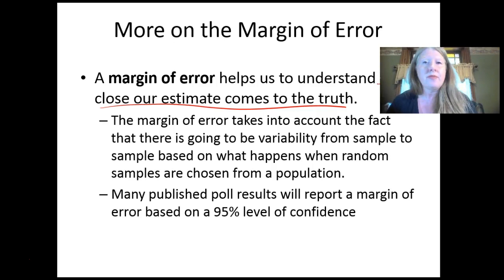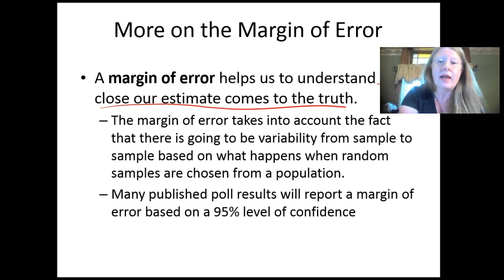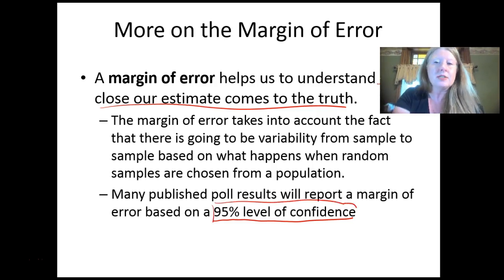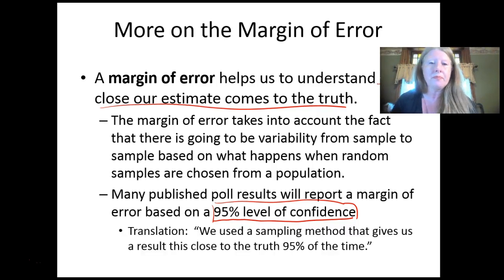And again, as we've already talked about, many published poll results will report a margin of error based on a 95% confidence level. So we'll come back to that idea later. We'll describe in more detail what we mean by 95% confidence. Why do we settle on 95% confidence? Can we be confident at other levels? The answer is yes. So as a researcher, you have some decisions to make in terms of what level of confidence you want to have, and that's going to affect what your margin of error ends up being. So you'll see that later on this semester.